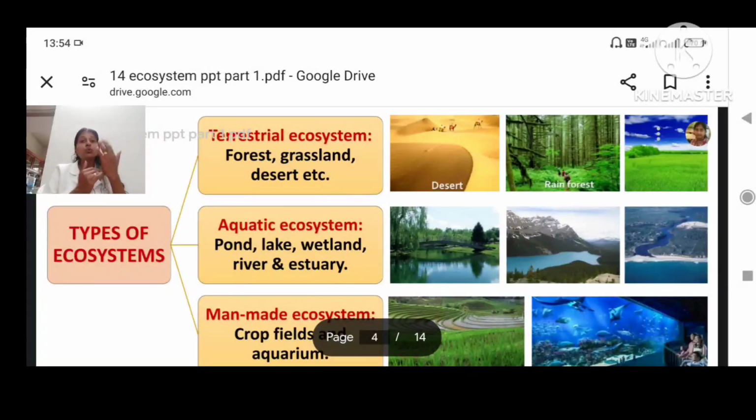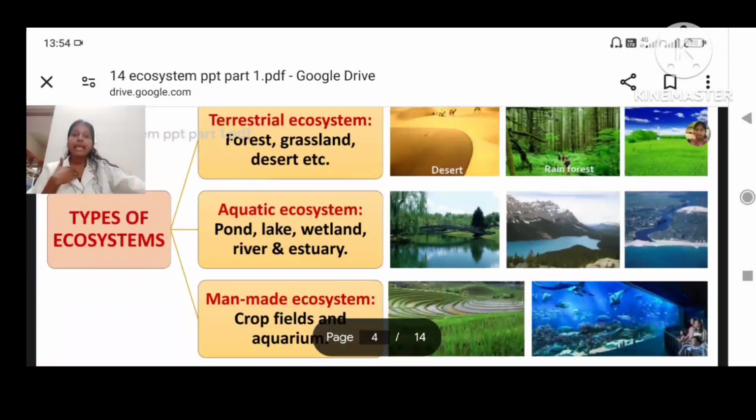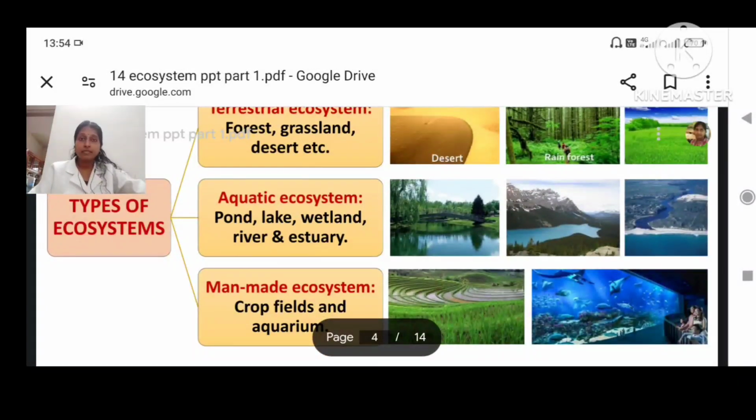Now moving on to the man-made ecosystem. What are man-made ecosystems? I am creating it. It's not present in nature. Like crop fields, if I am developing a crop field, I am having a paddy field of acres, that is artificially created by me, but it is an ecosystem because you can find a lot of plants, a lot of insects, a lot of birds, everything prevailing over there, and they are interacting with the abiotic factors, right? So crop fields is an example for what?